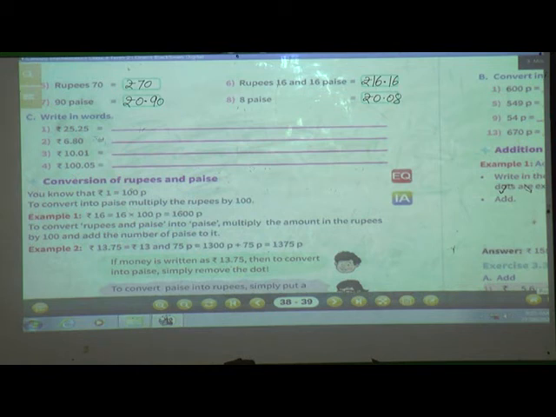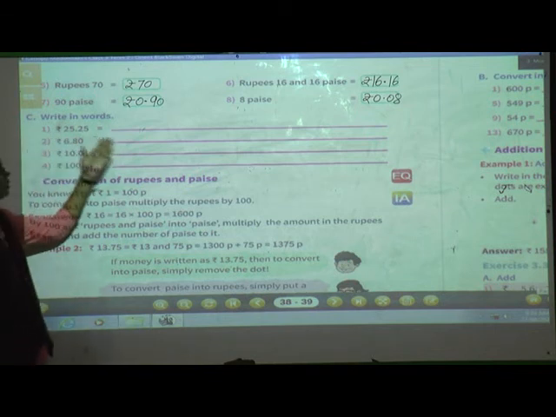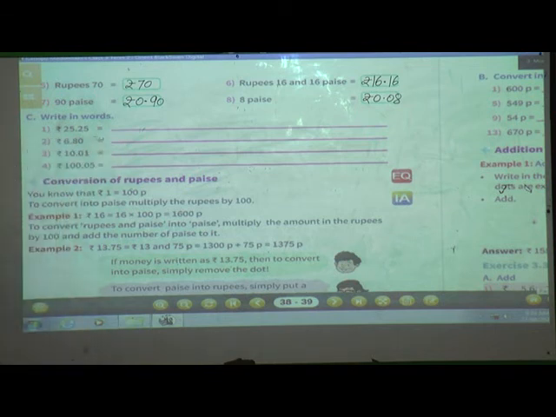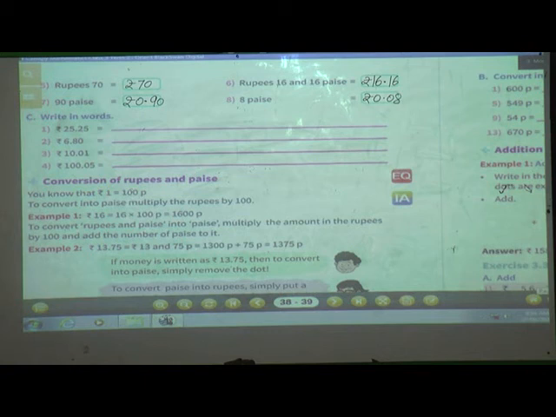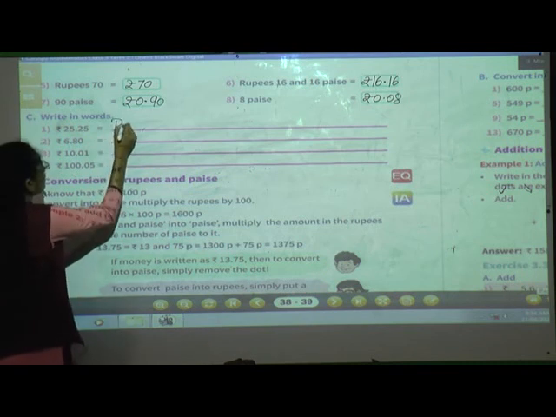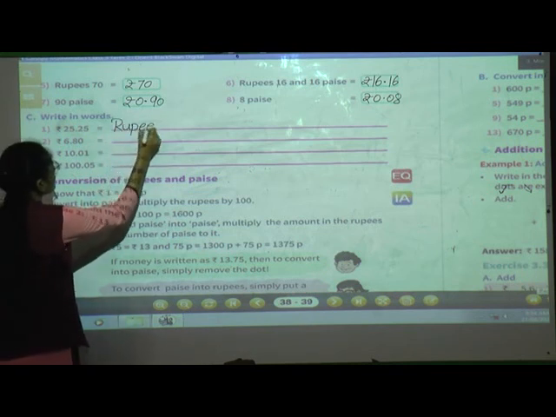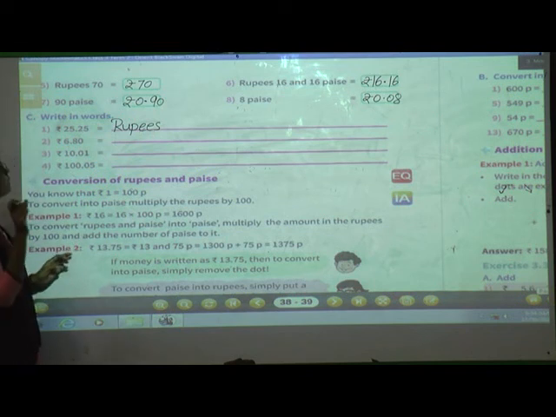Write in words. Now they had given us the value in figures. Now we have to write this value in words. How will you write? See the first example. Rupees 25.25. Rupees 25.25 means what? This is rupees 25. So we'll write in words. In words means what? You have to write the spelling.